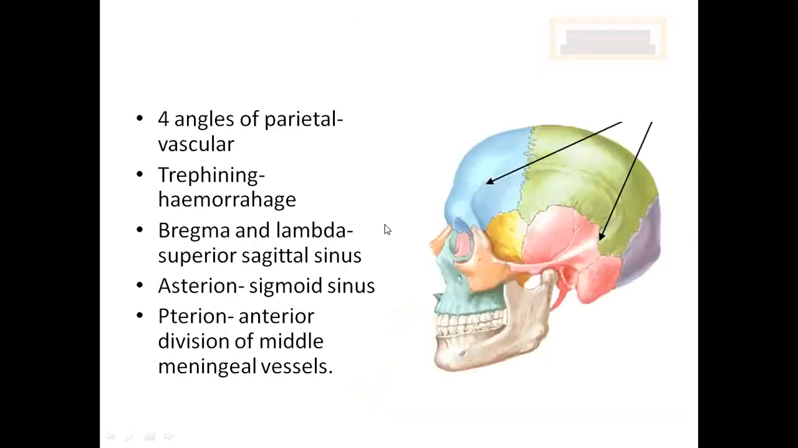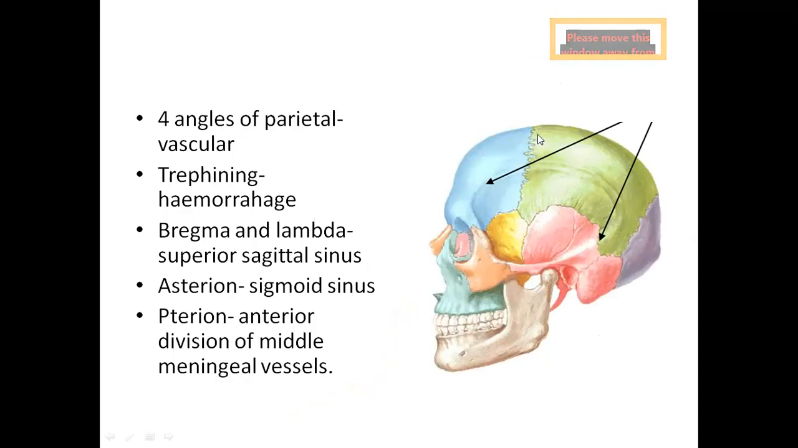Then, the four angles of the parietal bones. See, this is our parietal bone. It is quite vascular, it has a lot of blood supply. Trephining is nothing but drilling of the skull bone in order to do certain surgical procedures if there is any blood clot, thrombus, embolus, or any problem. Generally we do trephining if there is any hemorrhage and blood is collected there.